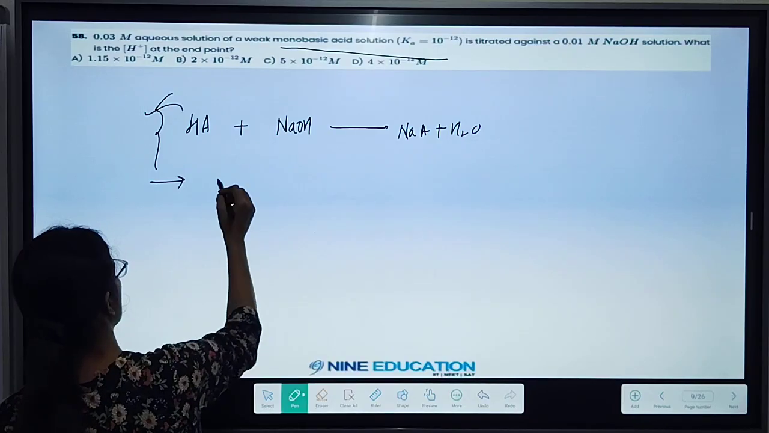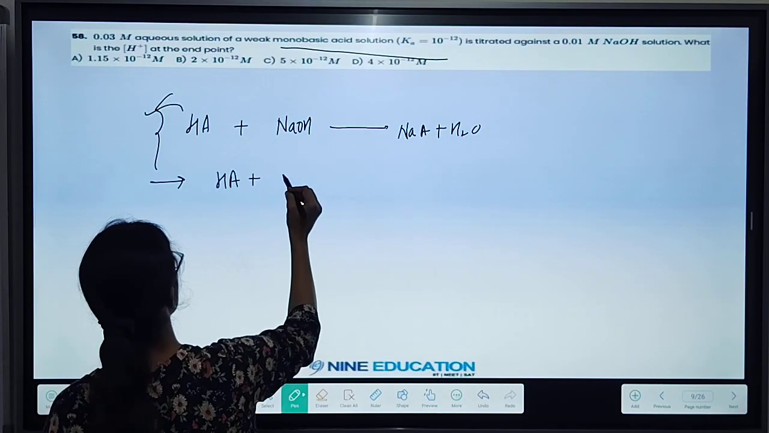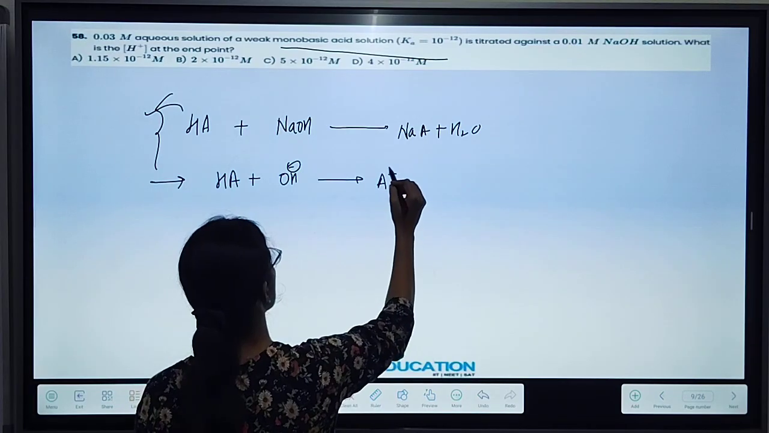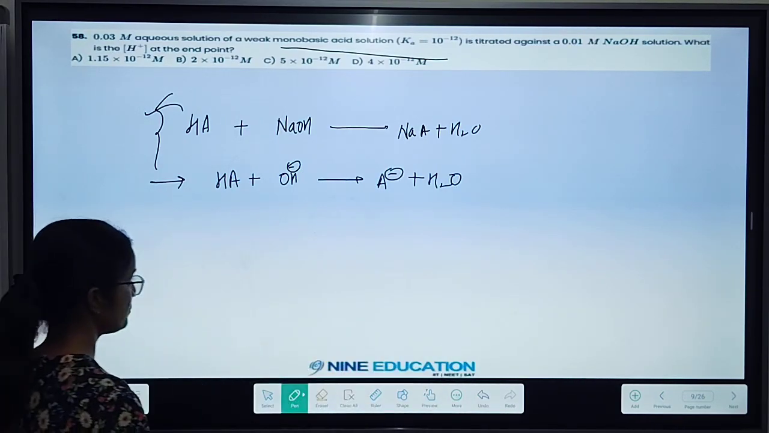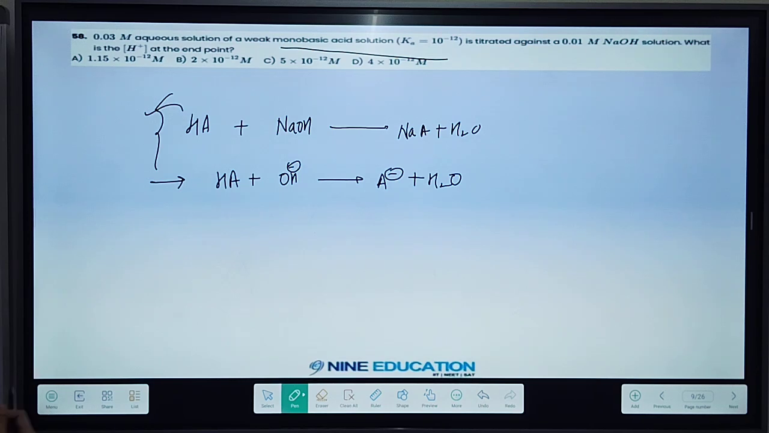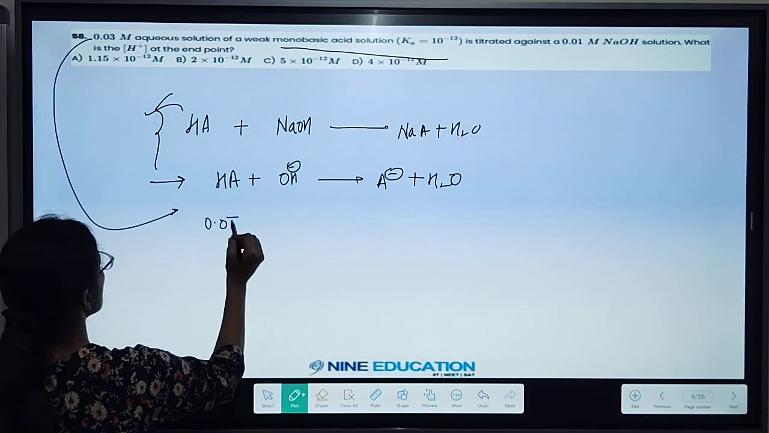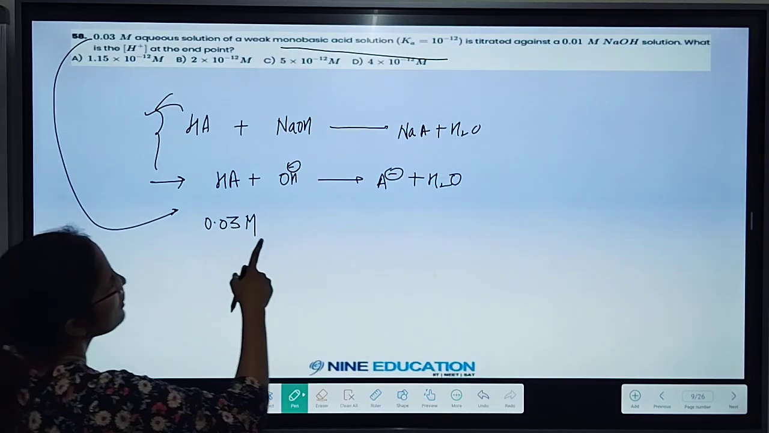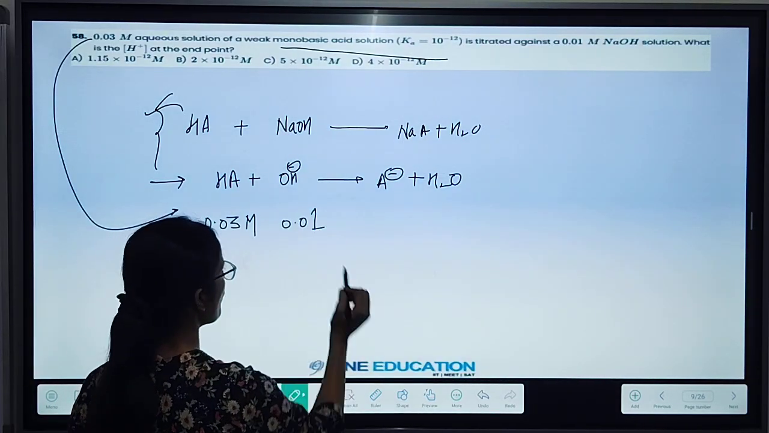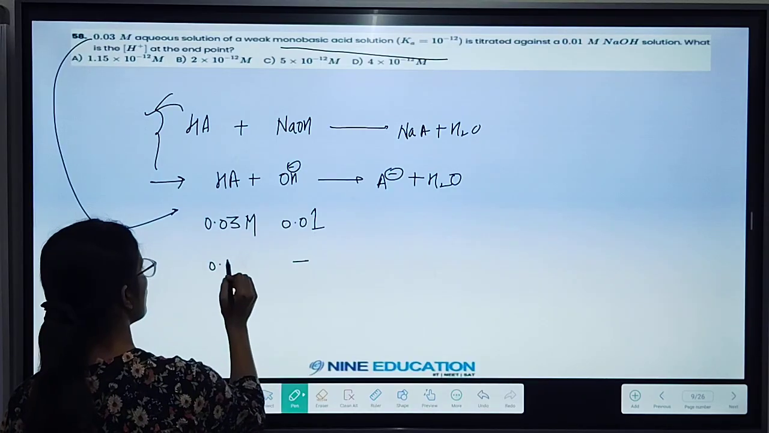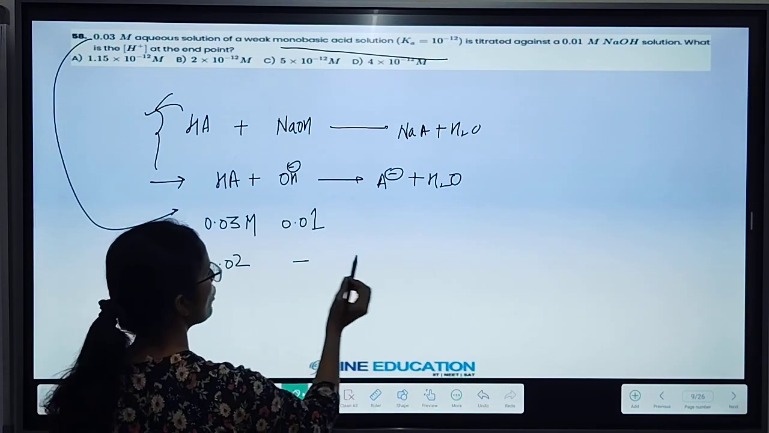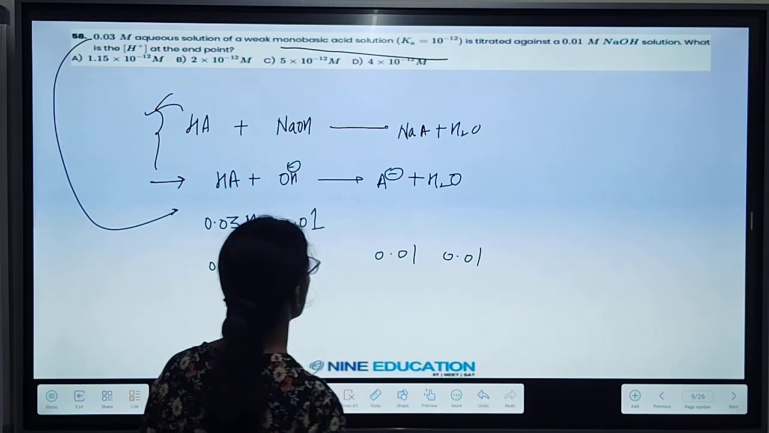As we know that Na is a spectator ion, so it can also be written as HA plus OH minus giving A minus and water. Now in order to understand the nature of the final solution, or how we will come to the pH or H plus concentration in the end, we should have data of how much HA and OH minus we are taking. HA concentration is already given, which is 0.03 molar. NaOH concentration we are taking 0.01. When this reaction happens, this gets consumed, this forms, and this remains: 0.02, here 0.01 and 0.01.